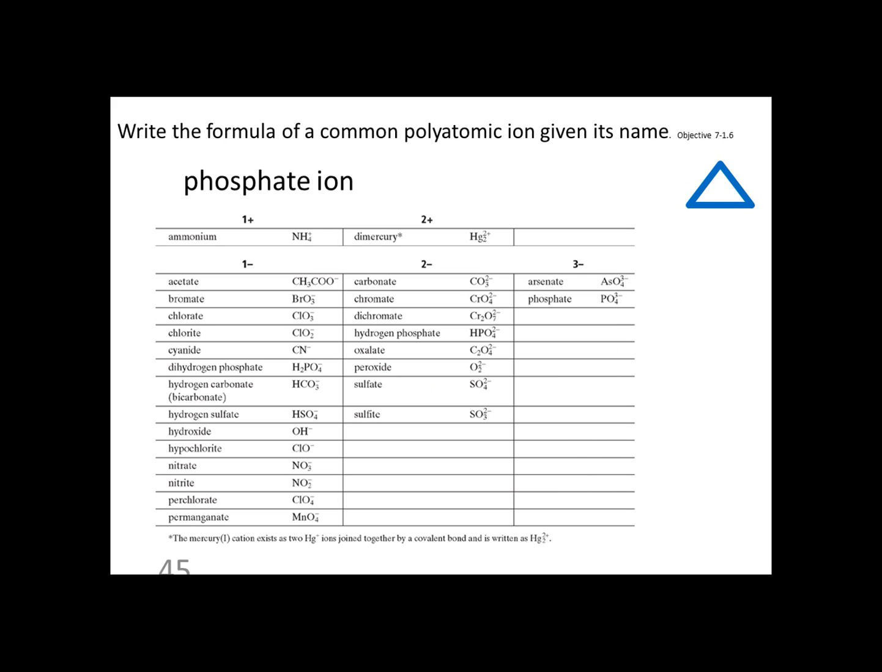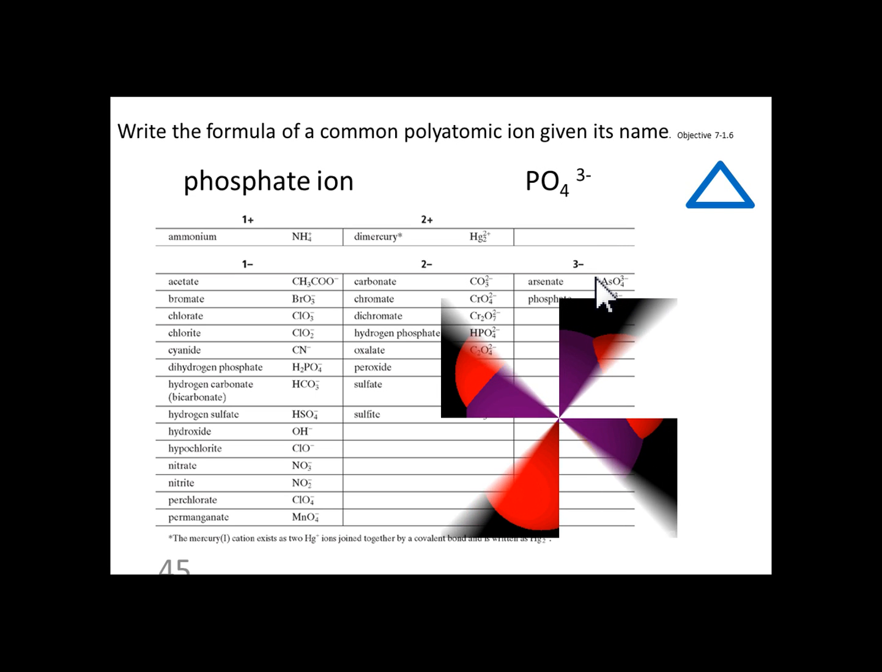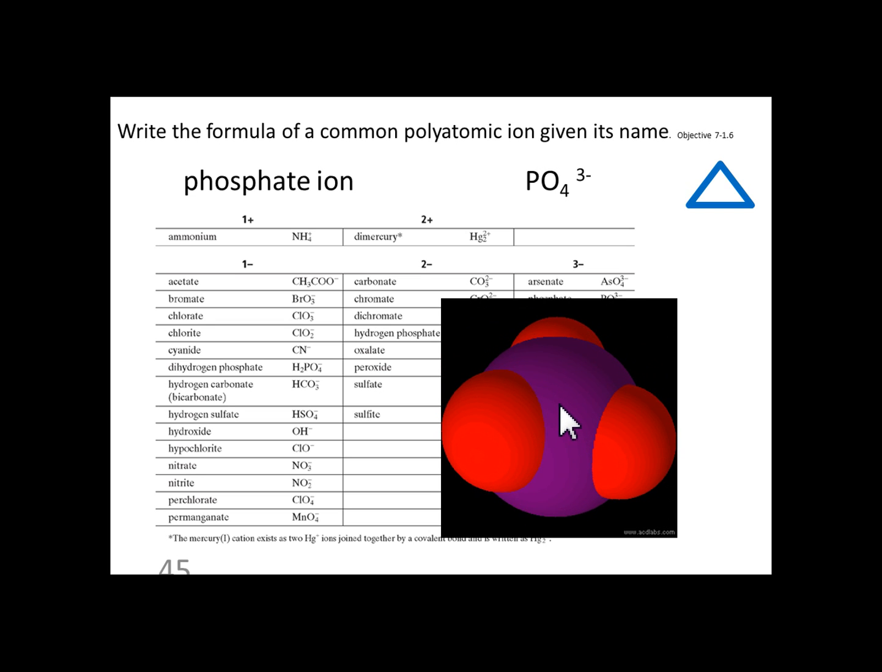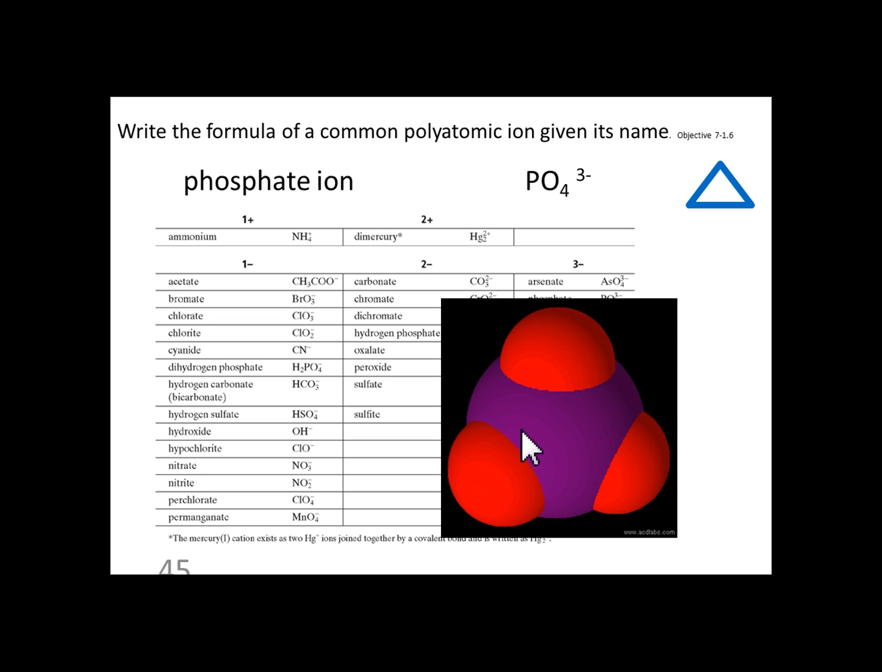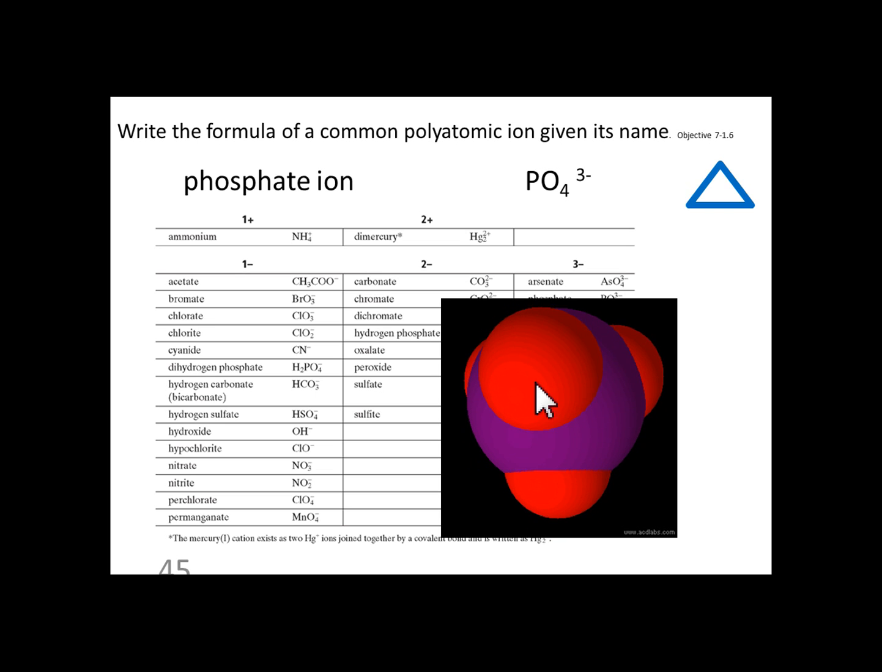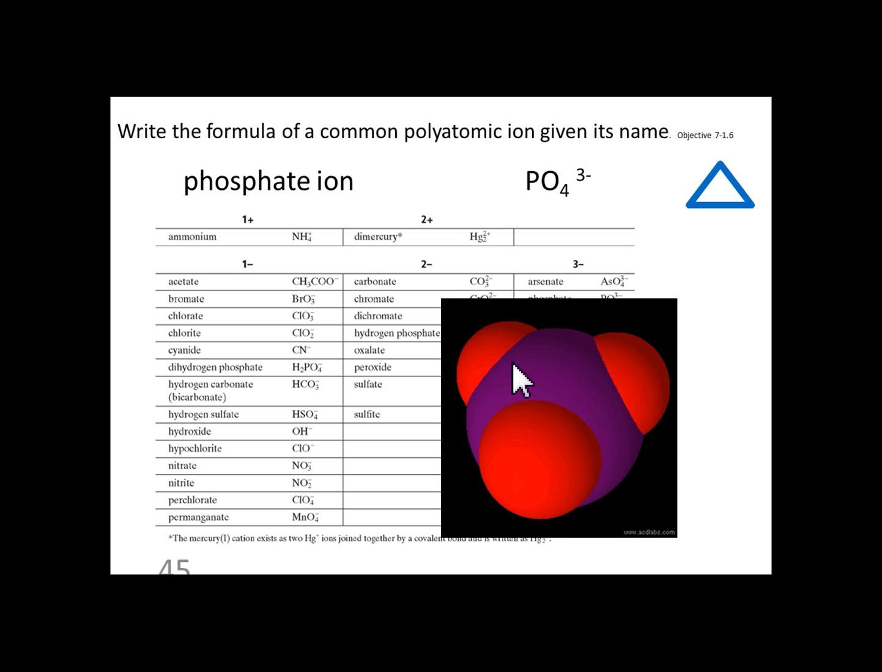Okay, phosphate ion. If you had to write the name of a phosphate ion for a lab or a chemical equation, you should be able to use this chart to determine that its formula is PO4 with a -3 charge. And it would look something like this. You'd have the phosphorus central in the middle with 4 oxygens. Now it's kind of hard to see the 4. Oh, there you go. You can see 4 right there. Most of the time you can only see 3 at a time, but sometimes you can see that 4th one. Okay.